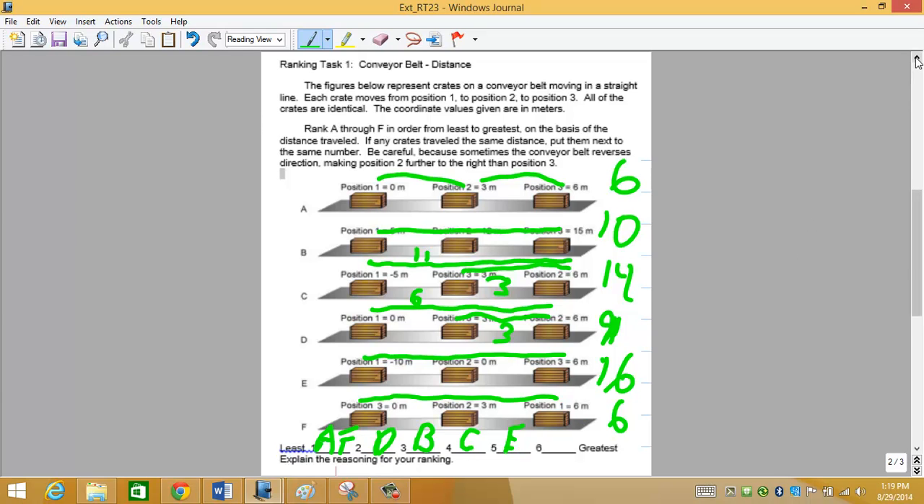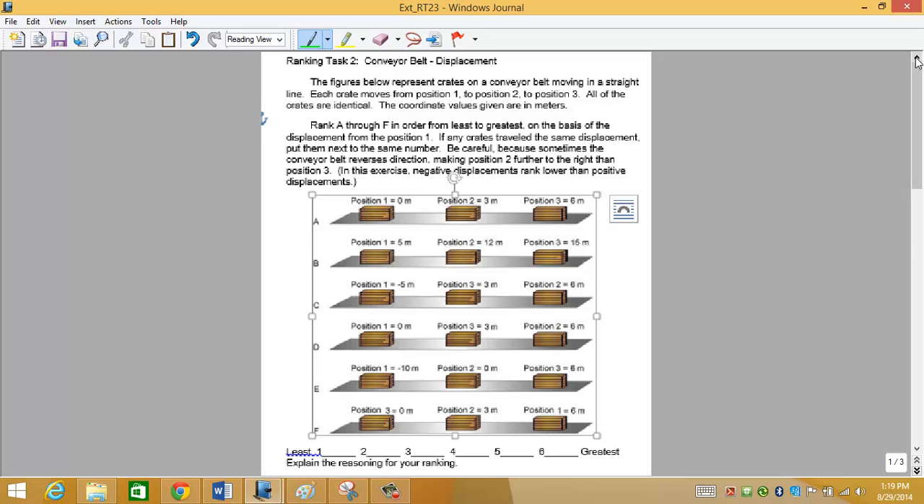Let's move on to ranking task 2. In ranking task 2, we are asked to find out the displacement. Displacement is different than distance. Displacement is where you wind up compared to where you started. In fact, our equation, if you recall, is that displacement, capital D, I'll put it up here, I'm running out of room, equals your final position minus your initial position, x sub 0.